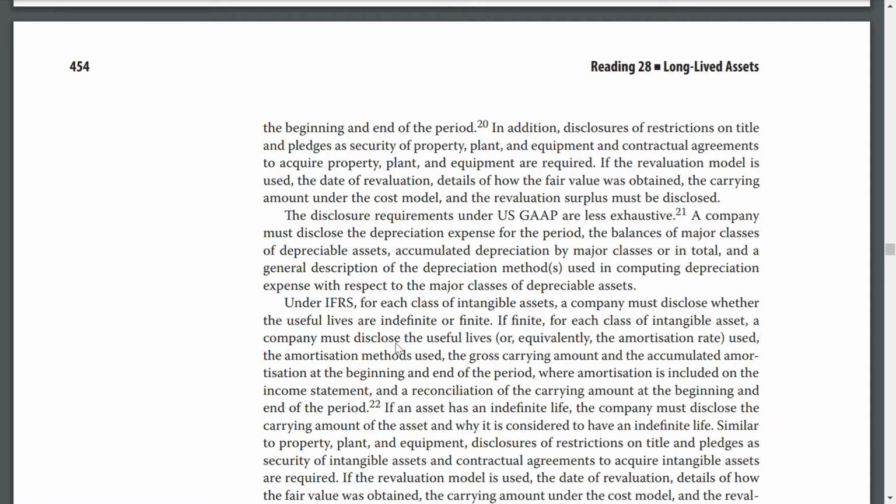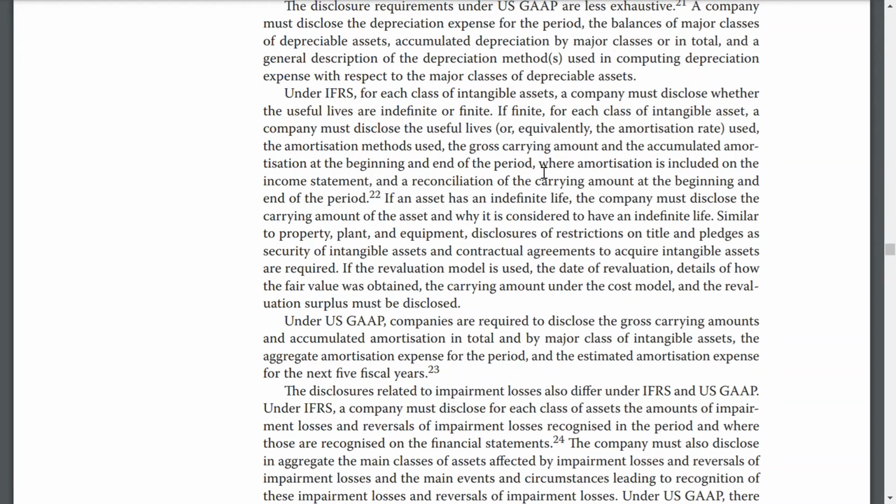Under IFRS, for each class of intangible assets, a company must disclose whether the useful life is indefinite or finite. If finite, for each class of intangible assets, a company must disclose the useful lives, the amortization methods used, the gross carrying amounts and accumulated amortization at the beginning and end of the period, where amortization is included on the income statement, and a reconciliation of the carrying amount at the beginning and end of the period. If an asset has an indefinite life, a company must disclose the carrying amount of the asset and why it is considered to have an indefinite life.